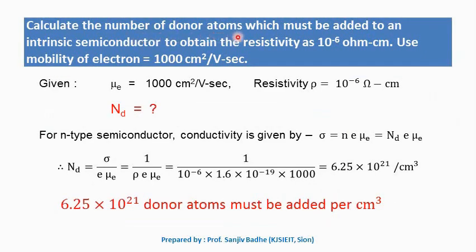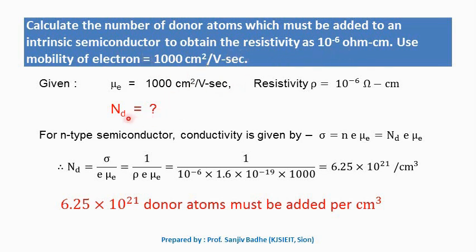Calculate the number of donor atoms which must be added to an intrinsic semiconductor to obtain the resistivity as 10 raised to minus 6 ohm centimeter. Use mobility of electrons equal to 1000 centimeter square per volt second. So here mobility of electrons is given 1000 centimeter square per volt second. Resistivity is given as 10 raised to minus 6 ohm centimeter. We are asked to find out donor concentration, number of donor atoms per unit volume that should be added to the intrinsic semiconductor in order to get this resistivity.